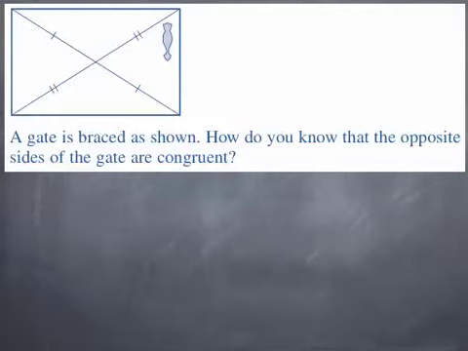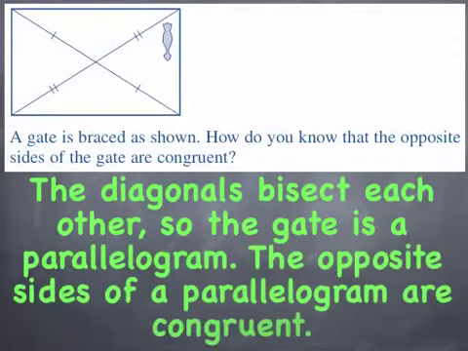If the opposite sides of the gate are congruent, that means that this would be a parallelogram. Because the diagonals are bisecting each other, we do know that it is a parallelogram. So I wrote the diagonals bisect each other, so the gate is a parallelogram. The opposite sides of a parallelogram are congruent.